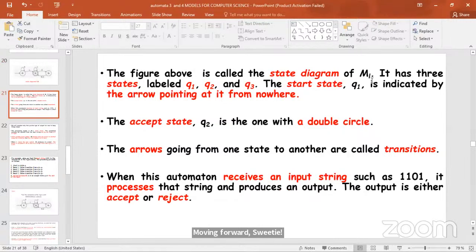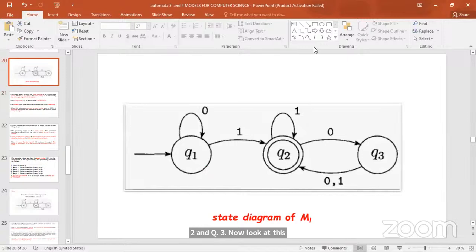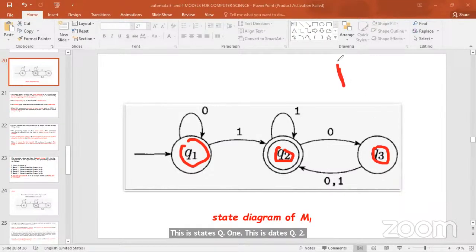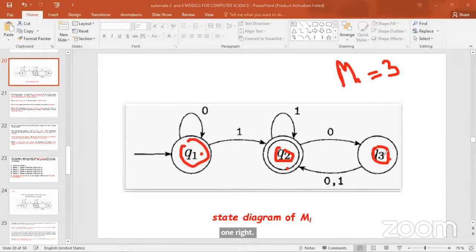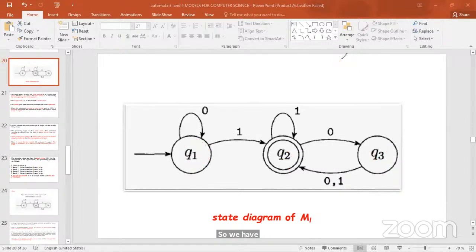Moving forward. So the figure above is called a state diagram of M1. So that diagram was named M1. Now it has three states labeled Q1, Q2, and Q3. Now look at these, these are the states. This is state Q1, this is state Q2, and this is state Q3. That means this M1 has how many states? Three states, which are those circles: 1, 2, and 3. So we have established that M1 has three distinct states.